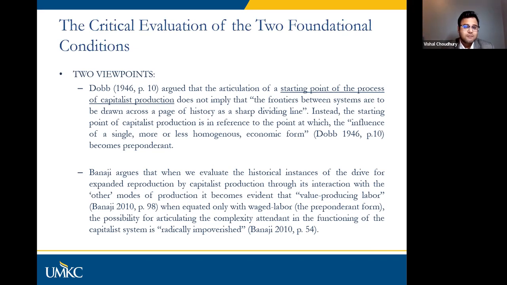So Daub argues that, when you think about the starting process of capitalist production, it doesn't mean that there's a sharp dividing line, which is kind of understandable. But the starting point of capitalist production is in reference to the point at which the influence of a single, more or less homogeneous economic form becomes preponderant. And what he's referring to here specifically is the component of waged labor, which is the realization of the distinction between labor power and labor into the waged form.